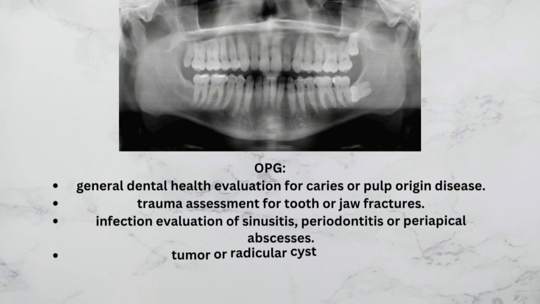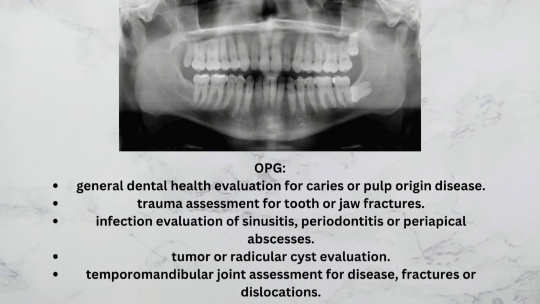Lastly is the OPG, which stands for Orthopantomogram. Okay, here the indications is to help us to evaluate if there is any caries or pulp origin disease. It's just generally speaking, okay, not specific. For specific, you go with the periapical X-ray. Another indication is trauma assessment for tooth or jaw fractures, okay, or if for the third molar, if the patient is having third molar, okay.